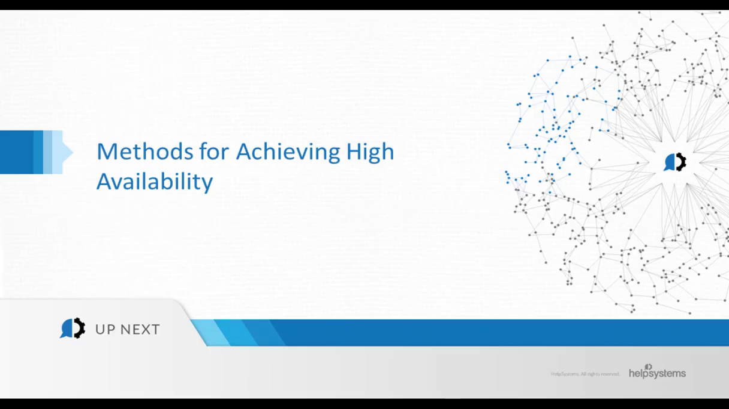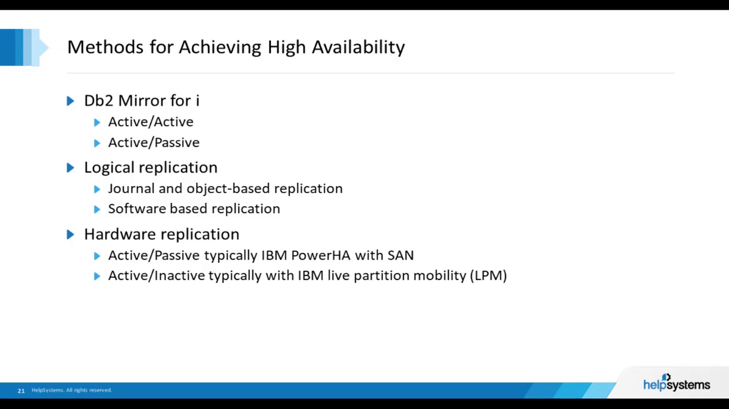I think we've given you enough background now. Let's start to look into some detail, some of the methods that are available in the marketplace for actually achieving high availability. I guess there's three main methods. Let's start at method one.